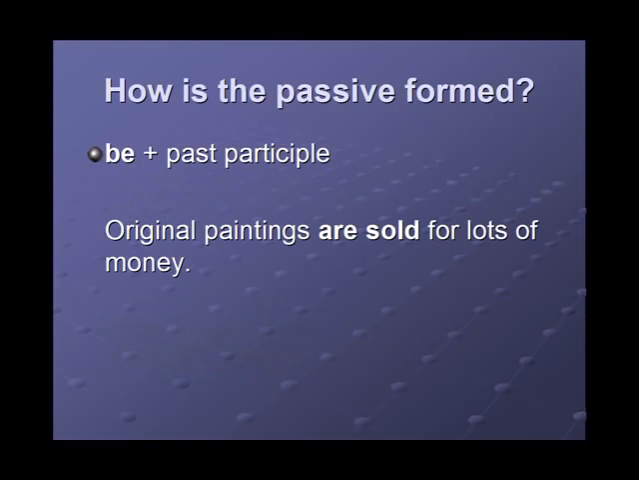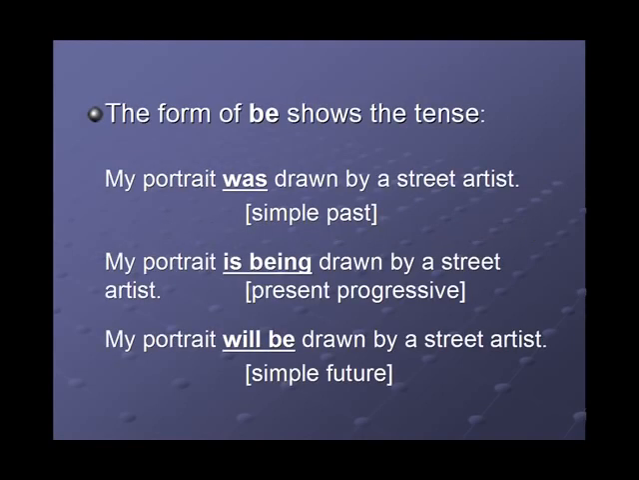How is the passive formed? We use be plus the past participle. Original paintings are sold for lots of money. Here the form of be is are, and the past participle of sell is sold. Are sold. It's the form of be that shows us the tense.